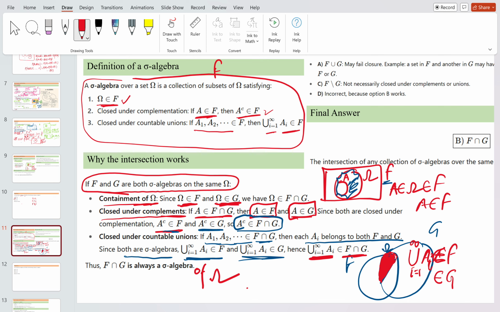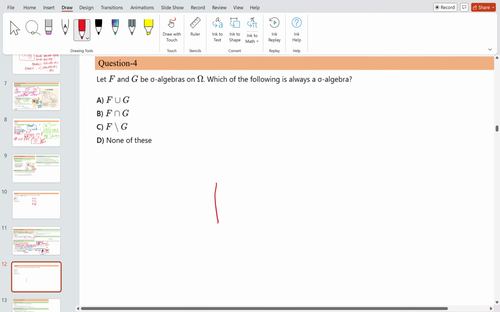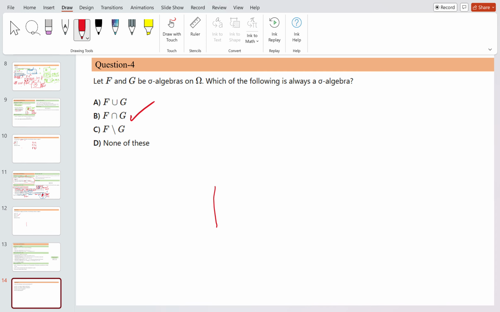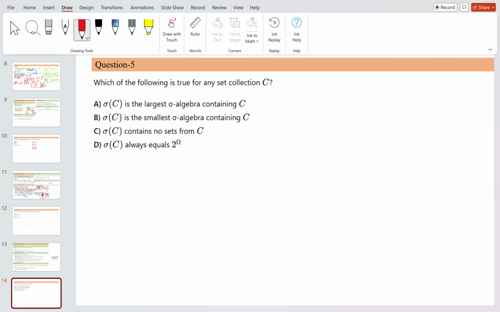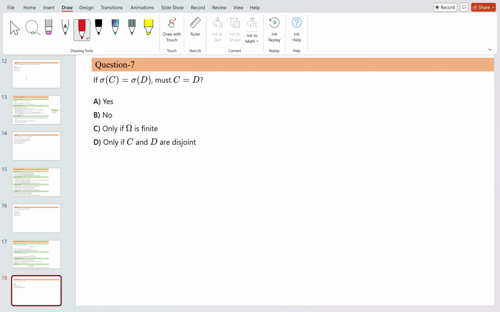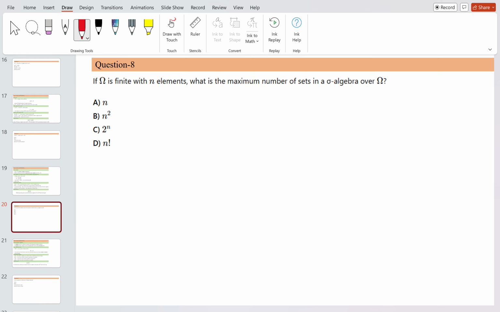Just understand how you can say that this is actually a sigma algebra F, G on a set omega. I think it's the same problem. Which of the following is always a sigma algebra? That is F intersection G. Let's move forward. Which of the following is true for any set collection C? That is sigma of C is the largest. I think it's not that important. Sigma C and D. Try to solve this. This is important.